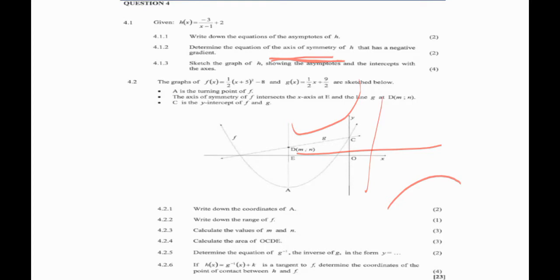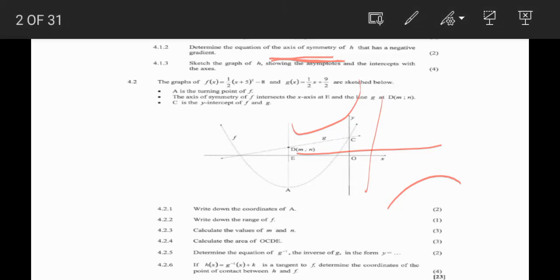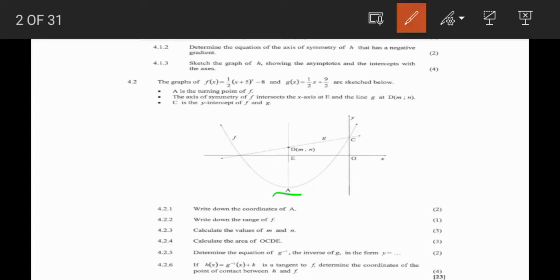Then we have 4.2. It says the graph of f of x is equal to 1 over 2 (x plus 5) squared minus 8, and g of x is equal to half x plus 9 over 2. In the sketch below, you can see from our equations that f of x is obviously our parabola, even from the sketch, and our g of x is a straight line graph. Then point A says A is the turning point of f, right? We can see that A is the turning point here.